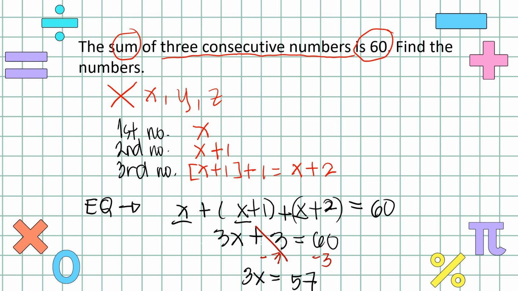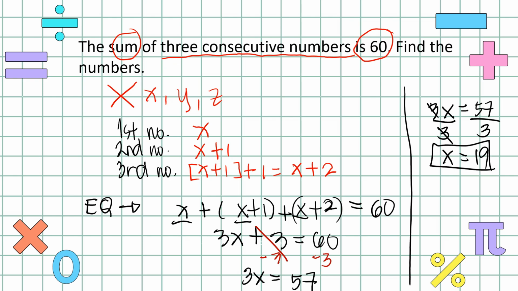And now for the next step, let's use the space on the side. 3x equals 57. Divide both sides by 3, and x will be equal to 19. Which means, if our first number is x, or 19, our second number will be x plus 1, or 19 plus 1, which is equal to 20. And our third number is 19 plus 2, which is equal to 21. So the three consecutive numbers which we are looking for are 19, 20, and 21. And if you add them all together, the sum will be 60.